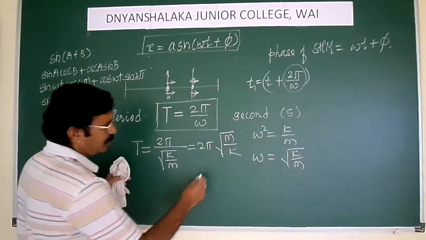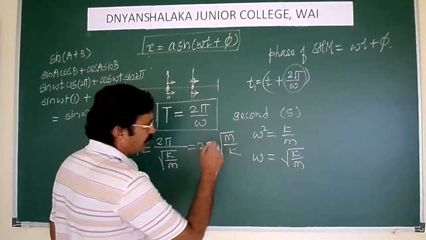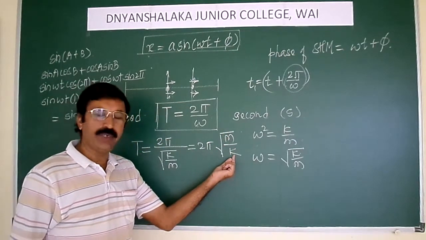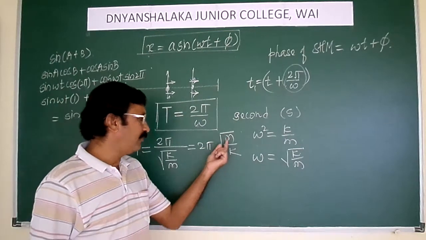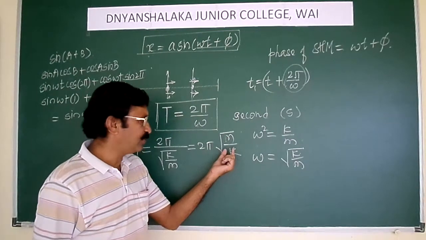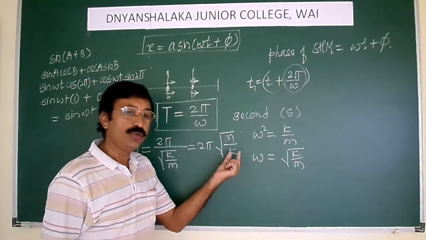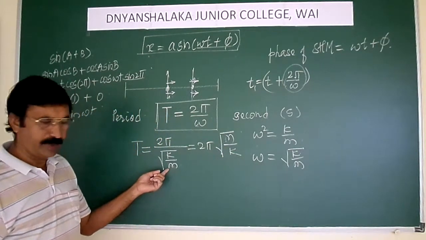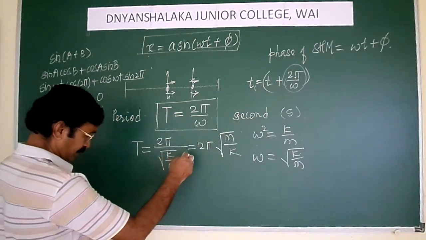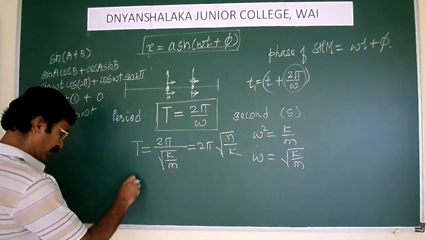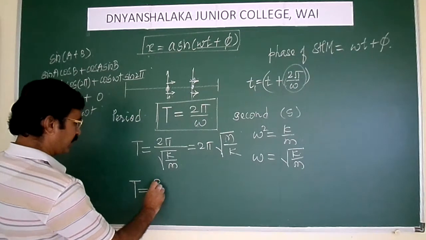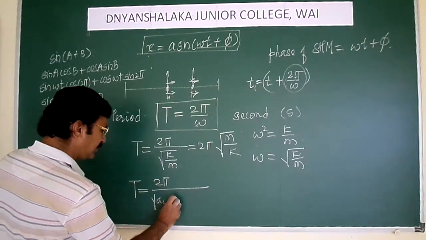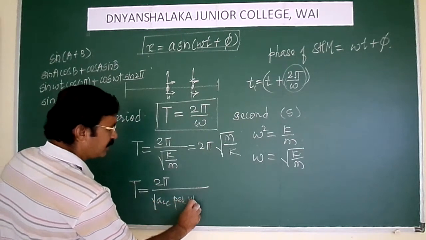We can also express this in terms of acceleration, because k is force per unit displacement. So if we cancel the value of m, this becomes acceleration per unit displacement, and so k upon m can also be written as acceleration per unit displacement. So the value of T can also be written as 2 pi upon under root acceleration per unit displacement.